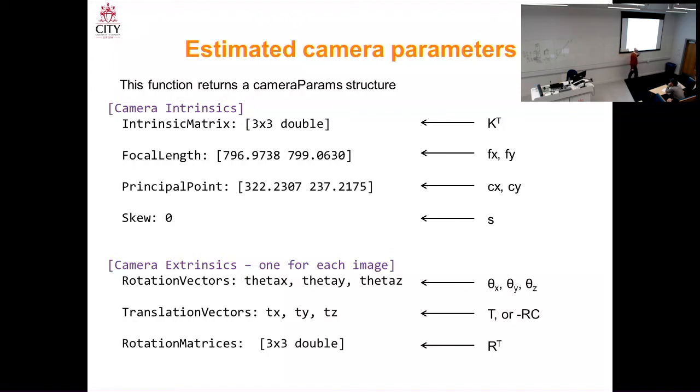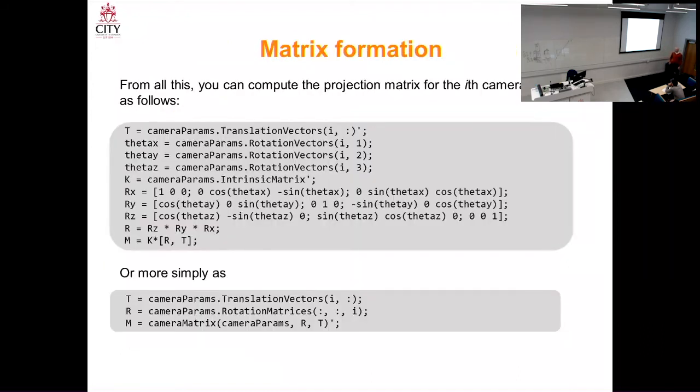It also gives us the extrinsic parameters. So here are those angles, theta x, theta y, theta z, which tell me how the camera's oriented in space. Here's this translation vector, which relates to the camera position in world coordinates. And you can even get the rotation matrix for each of the cameras. So with all that, you just calibrated your camera, and you've got all of those parameters.